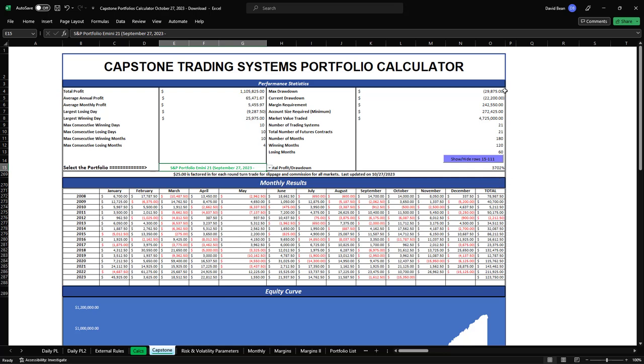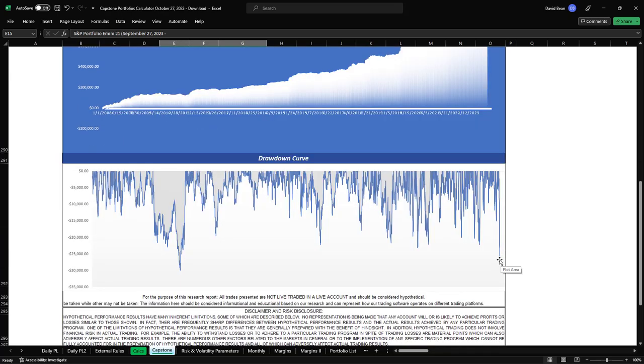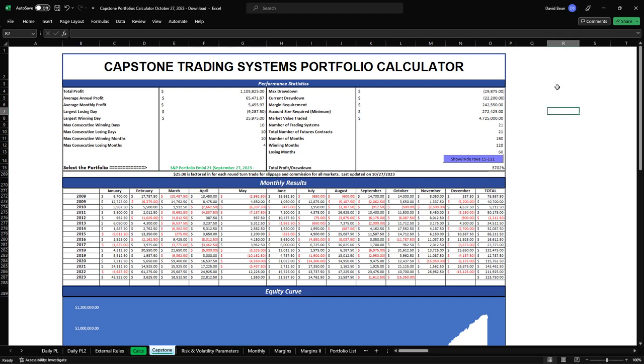It was in $22,000 out of almost $30,000 drawdown. And so it is down here at this level. We'll see where it is at the end of today. A lot more drawdowns today.